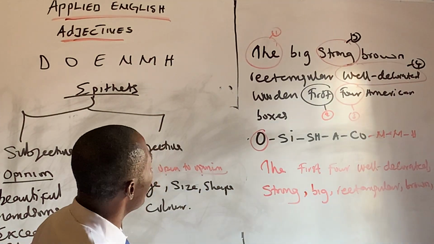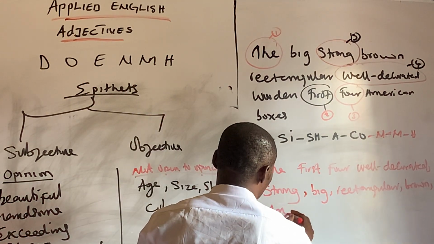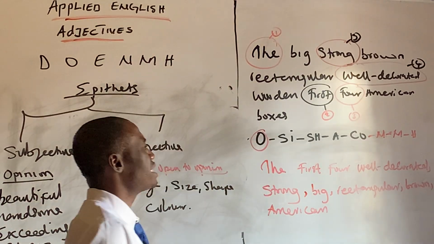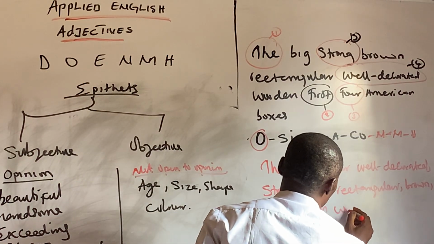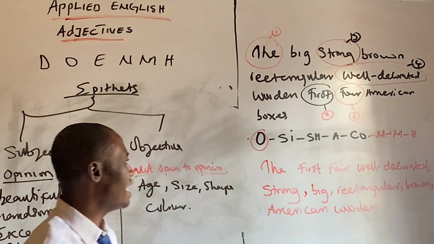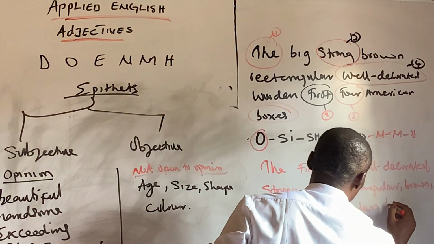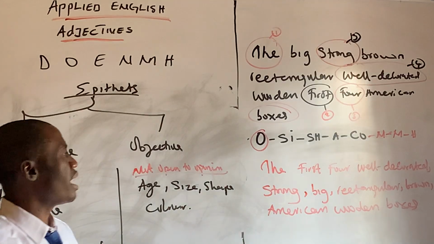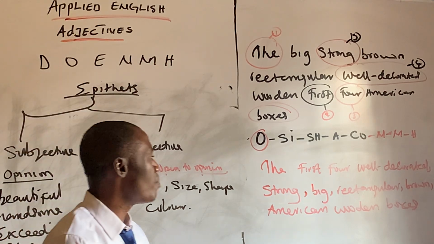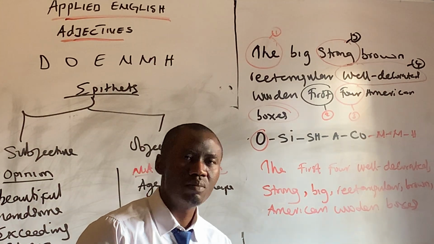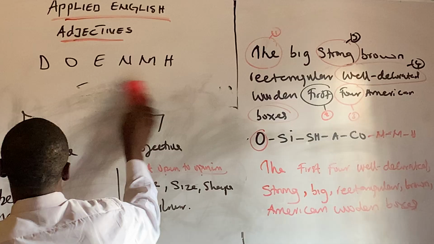Now, after the color, what do we have again? We have the nominal, which is American. Now, what's the material? The material is made up of wood. Yeah, that's the material: wooden. All right, what's the head? The head is the box. That is what we're talking about. So it will read in this manner: the first 4 well-decorated, strong, big, rectangular, brown, American, wooden boxes. So this is the arrangement. This is the answer.